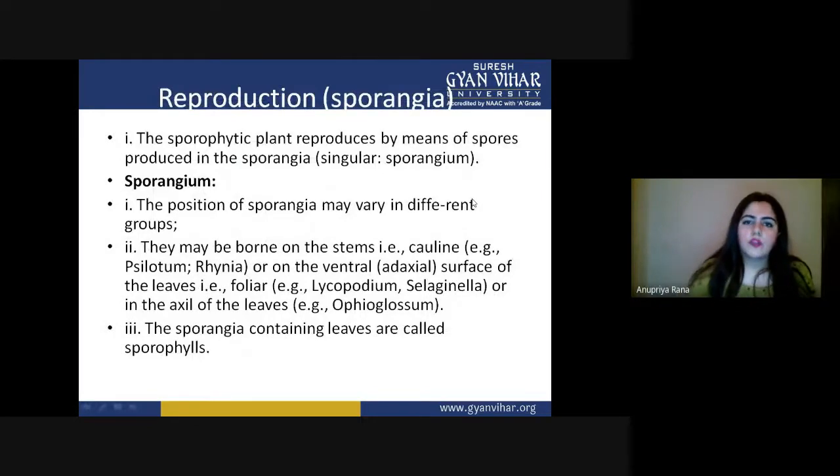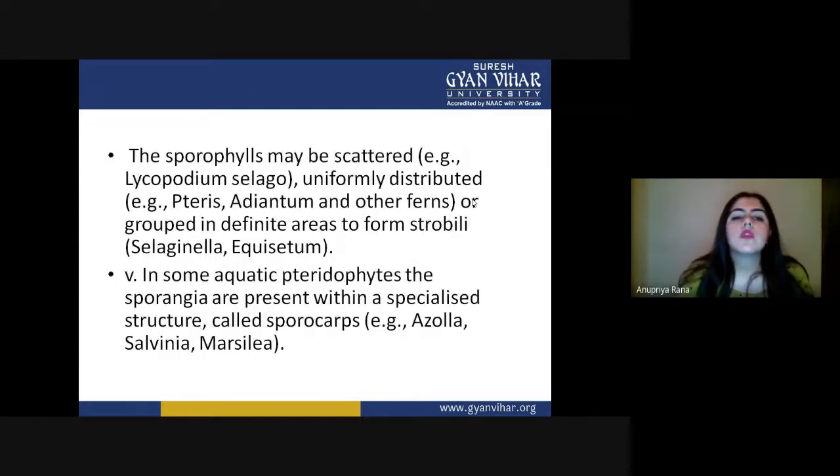These are the kinds of sporangia that can be seen inside the pteridophytes. The leaves that contain sporangia are called sporophylls. The leaves I just showed you, on which sporangia are present, have a specific name: sporophylls. The sporophylls may be scattered. They do not present in uniformity, like one by one, alternate, or parallel in fashion. They are distributed however they like.